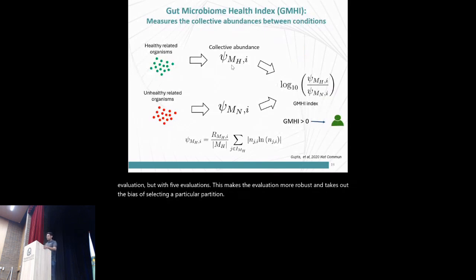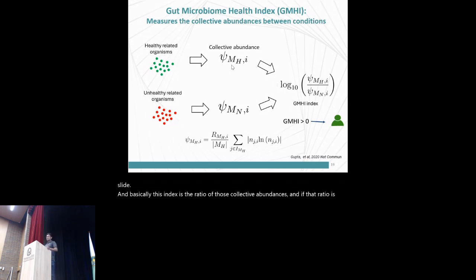First, we re-implemented the gut microbiome health index, and I'm going to talk about how it works just briefly. Basically, this index works as follows. We have some healthy related organisms and some unhealthy related organisms. From each group, we calculate something called the collective abundance, which we have the formula for at the bottom of the slide. Basically, this index is the ratio of those collective abundances. If that ratio is a positive number, then it's a healthy sample. And if it's a negative number, then it's considered an unhealthy sample.